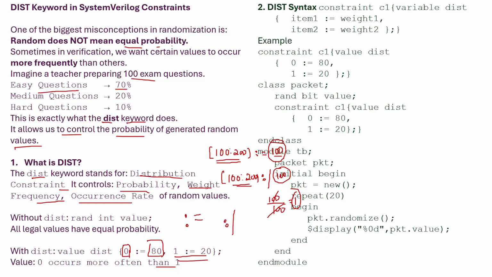So here, variable dist, item 1 is colon equal to weight 1 times, weight 2 times. This is the basic syntax of your distribution constraint. Okay, single value mentioned, those many times it will repeat. Then the constraint you mentioned: class packet constraint, 0 is repeated 80 times and 1 is repeated 20 times. Okay, so that is the weight I mentioned here.